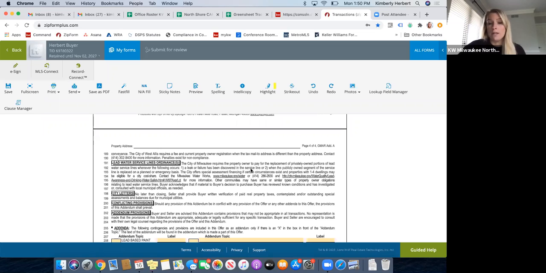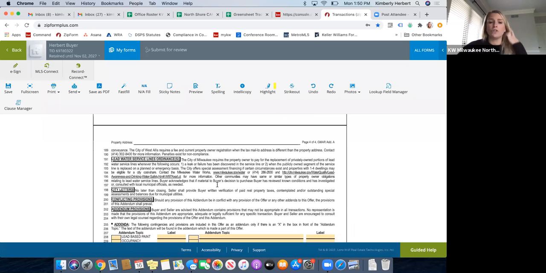Requires that the owner pay for the replacement of privately owned portions of lead water service lines whenever the following occurs. Honestly, I'm not sure if the city of Milwaukee is still updating the service lines, but there are links to the website here. If you have a buyer purchasing in the city of Milwaukee, you might want to verify this information or direct your buyer to these websites so they can confirm whether the property is on the list for those service lines to be updated, because there may be a special assessment the buyer may incur later on if the property is undergoing that update.